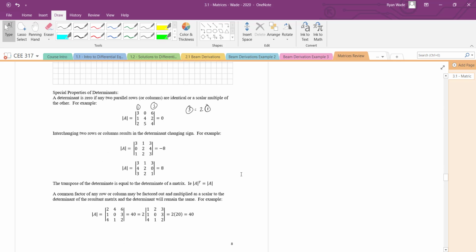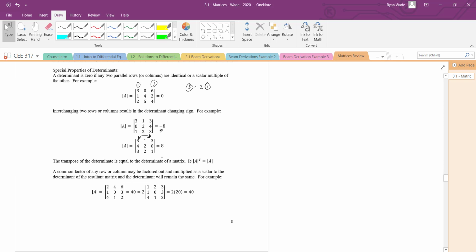If we interchange two of the rows or columns in the matrices, we get the opposite sign. So the determinant of this matrix here is negative 8, sorry, and if we interchange these two columns, then we're going to get that it's 8. So if we know the determinant of one matrix, we can use it to know the determinant of another one.